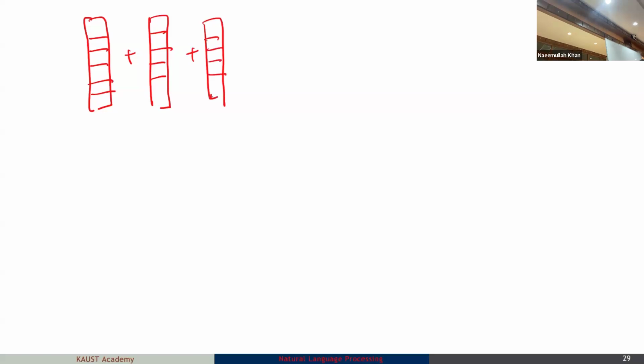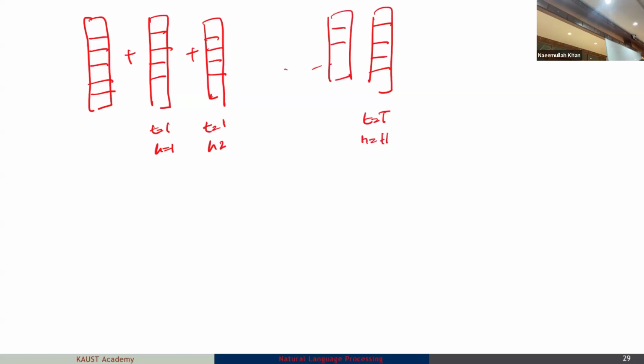This is, for example, change from token 1 in head 1. This is maybe change from token 1 in head 2, all the way till token T in head H, and so on. So all these things are added. And one of the things that you might note is that the information flow is component-wise, because these are vector addition. Each component is added to the corresponding index.